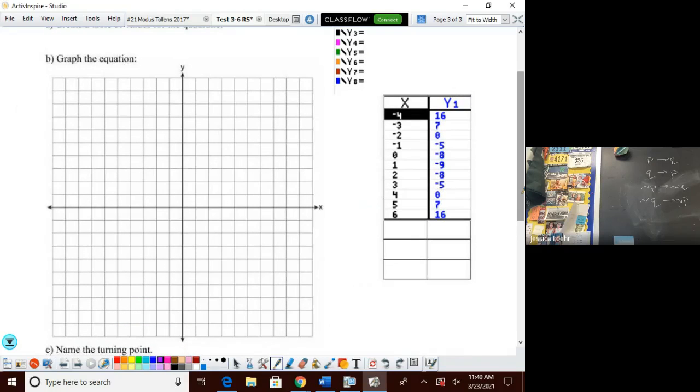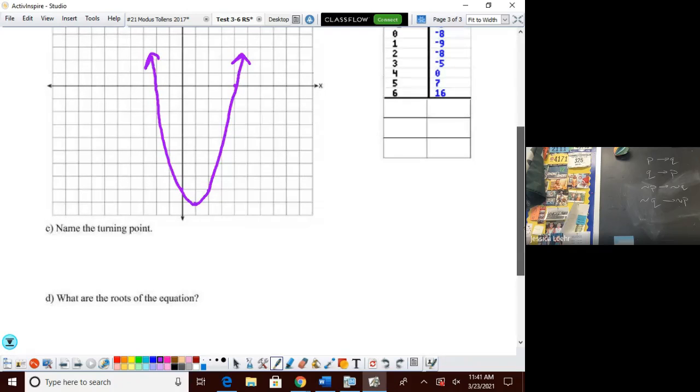This question is really a freebie, guys, because I'm asking you to graph it. So don't get points off on this. You're just reading the points off of your calculator and graphing them. So that part was the easy part.